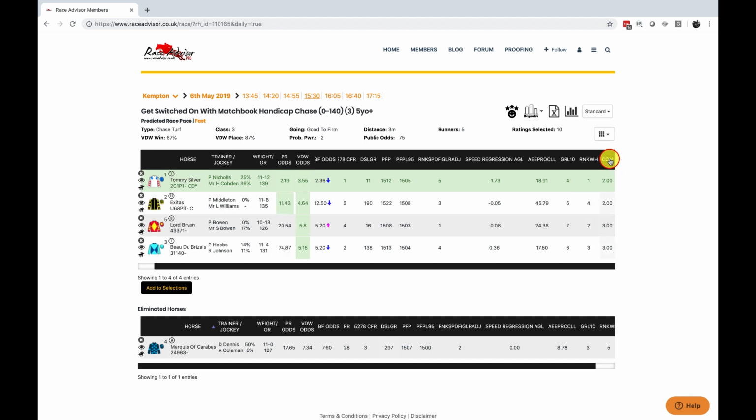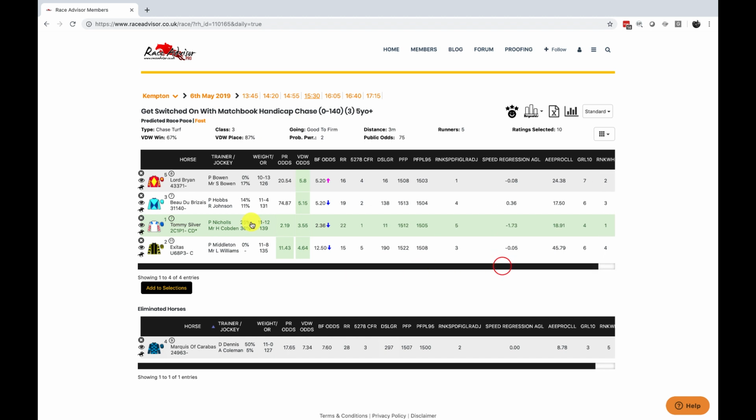Finally, we have the contender factor here. And this is going to show us how likely we think the condition of the horse is in the race. So this condition, the higher the score, the better the horse's condition. And again, there's very little difference between them.